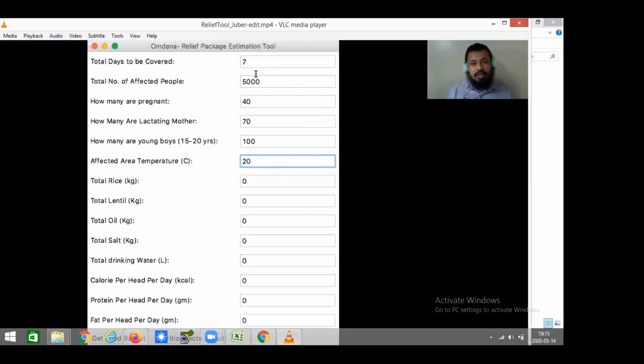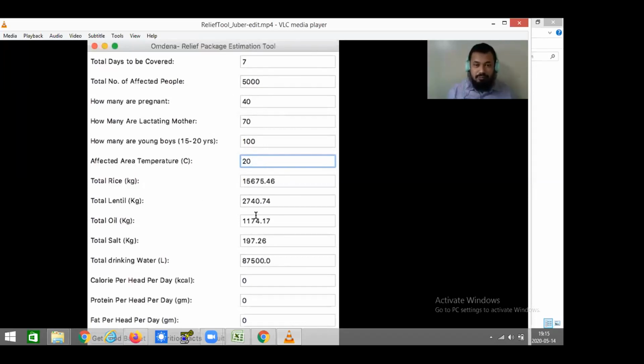So now you have the essential inputs, and this total number of affected people, although we did put it in manually, in our whole project this field will be automatically loaded from the AI-based model. This will be linked with that. So now that we have all the necessary input, we just click on Get Food Basket and we get the estimation of all the commodities.